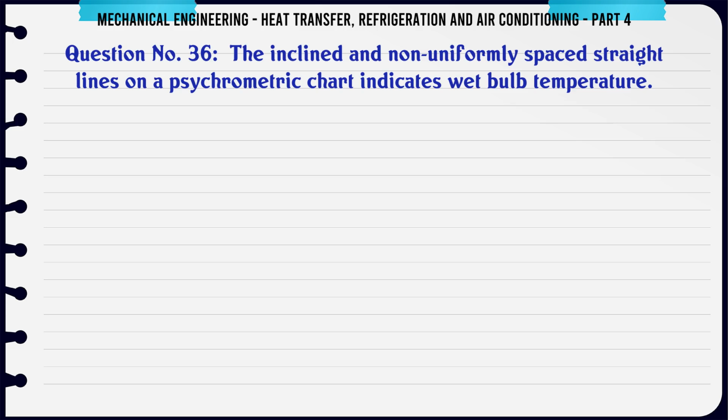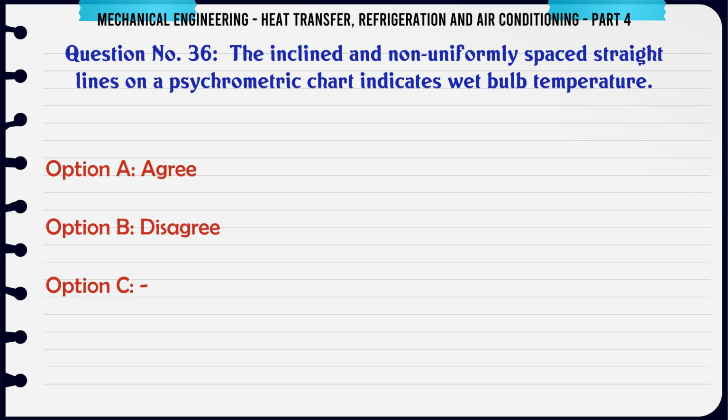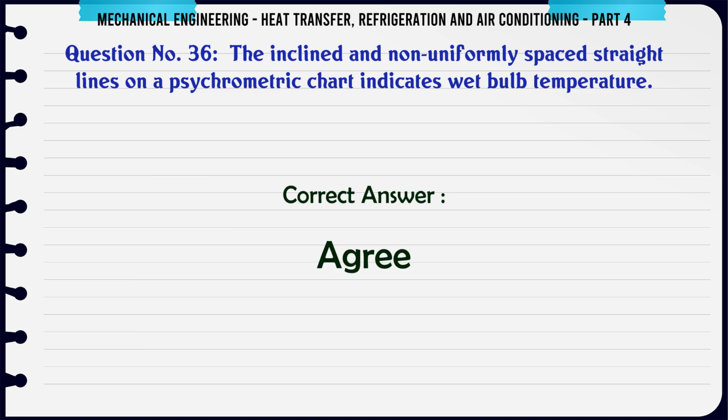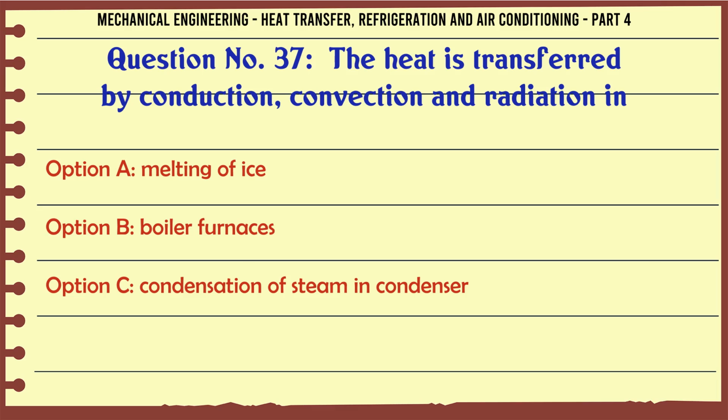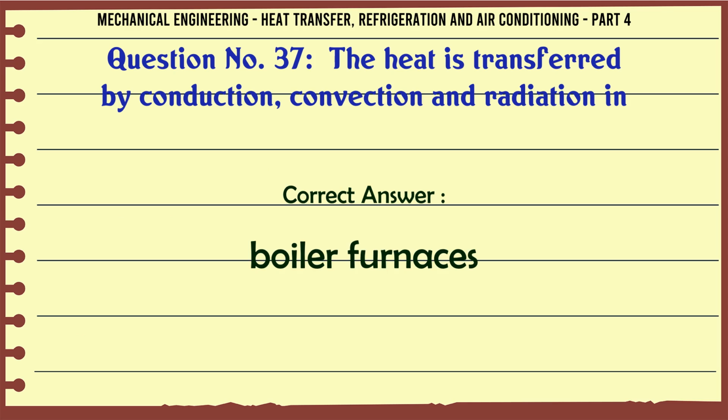The inclined and non-uniformly spaced straight lines on a psychrometric chart indicate wet bulb temperature. A. Agree. B. Disagree. C. D. The correct answer is agree. The heat is transferred by conduction, convection and radiation in A. Melting of ice. B. Boiler furnaces. C. Condensation of steam in condenser. D. None of these. The correct answer is boiler furnaces.